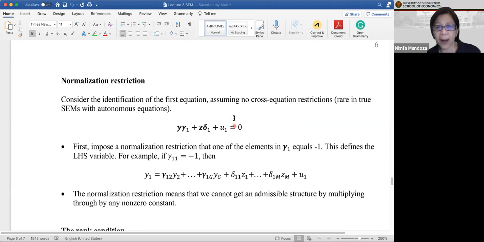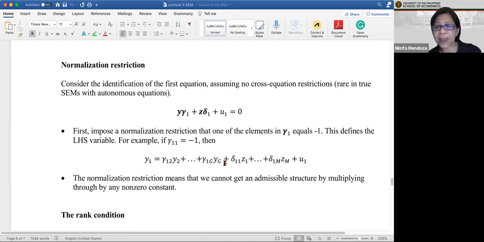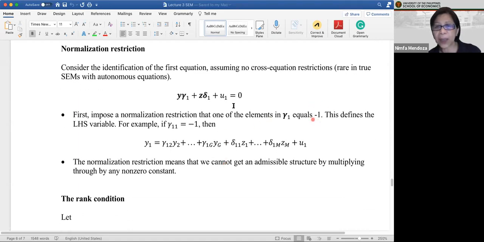This is the first structural equation: Y gamma 1 plus Z delta sub 1 plus U sub 1 is equal to 0. Y here is 1 by G. The associated coefficients is G by 1. Z is 1 by M. Delta sub 1 would then be M by 1. First impose a normalization restriction that one of the elements in gamma sub 1 equals minus 1. So we want one of the elements of gamma sub 1 to be equal to minus 1.